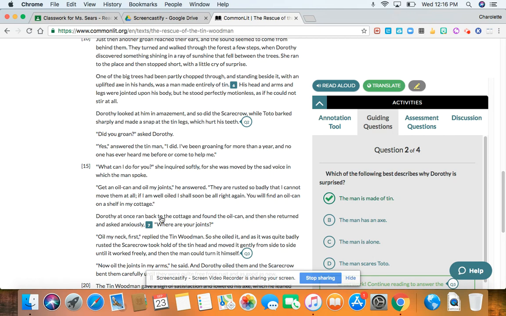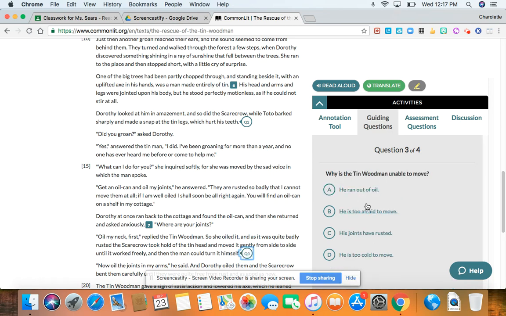Dorothy at once ran back to the cottage and found the oil can, and then she returned and asked anxiously, "Where are your joints?" Anxiously means afraid or nervous, especially for what may happen. "Oil my neck first," replied the Tin Woodman. So she oiled it, and it was quite badly rusted. The Scarecrow took hold of the tin head and moved it gently from side to side until it worked freely. And then the man could turn it himself.